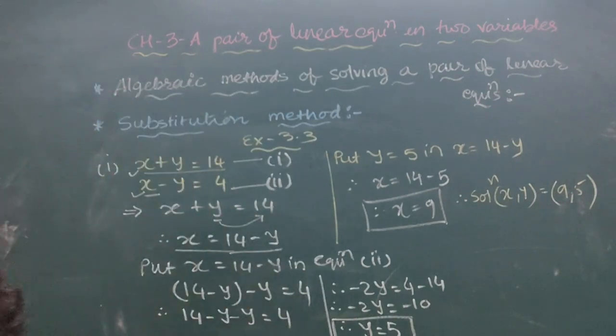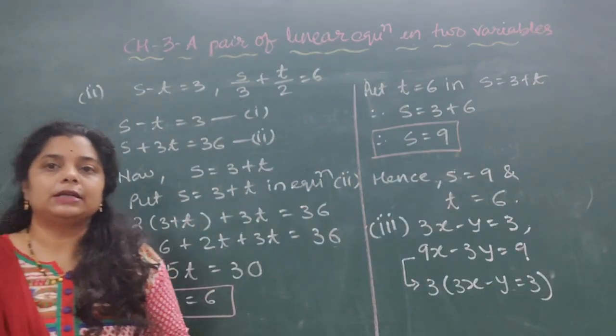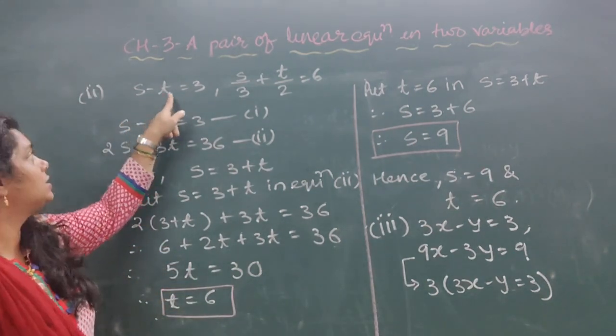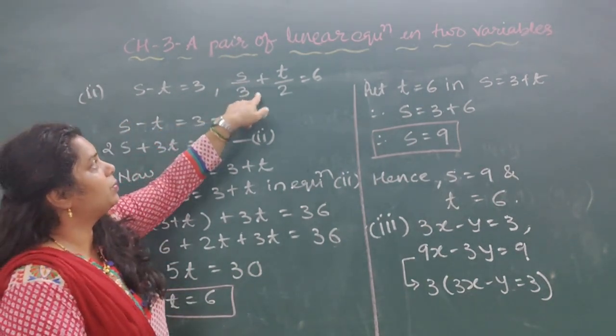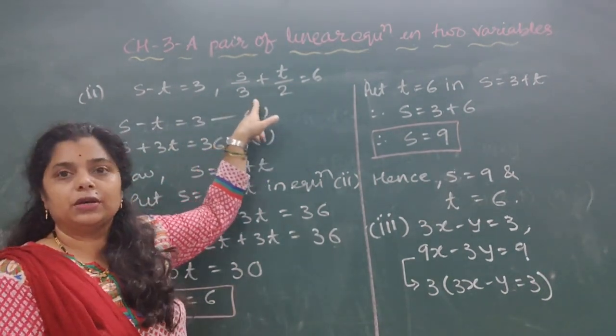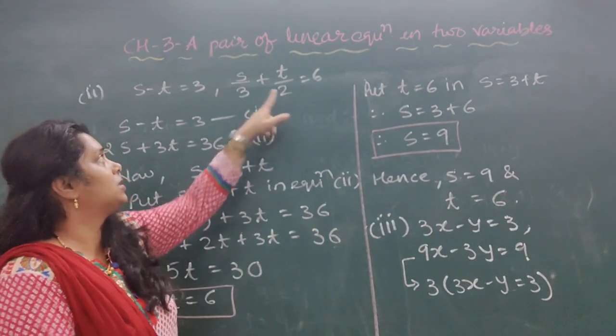So let's see another example of exercise 3.3. Now let's start the second example. Here the equations are given: s minus t is equal to 3, and s by 3 plus t by 2 is equal to 6. So in this case you have to take the LCM. The LCM is 6.